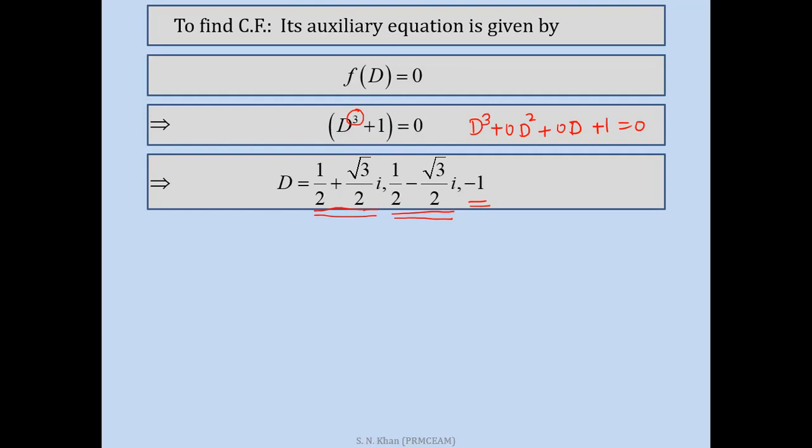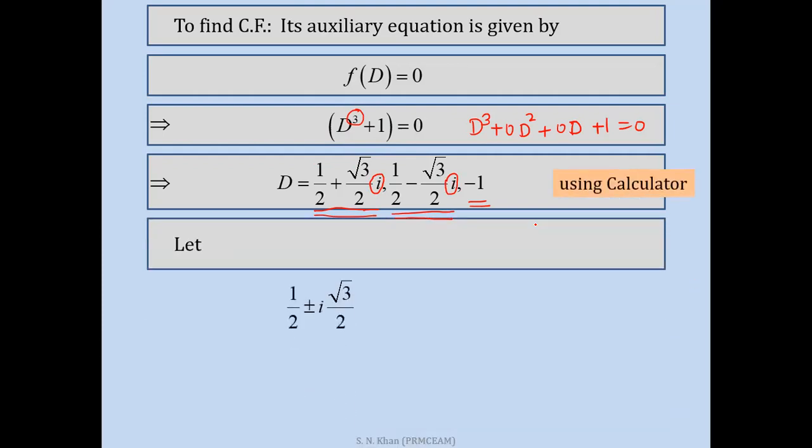Now, the first two roots contain the imaginary term i. And as I told you earlier, if you are getting an imaginary term as a root, it will always occur in the form of a pair. Ye hamesha pair ke format mein hi aayegi. So 1 by 2 plus root 3 by 2 i and 1 by 2 minus root 3 by 2 i, we can write as 1 by 2 plus minus i root 3 by 2. Jab bhi imaginary root aayega, usse hume pair ke format mein hi likhna hai.